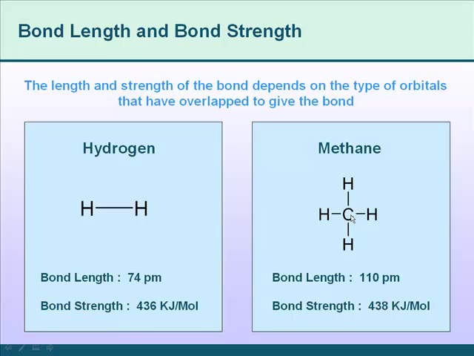Compare that to the bonds in methane. These bonds are between a carbon and a hydrogen, so they'll arise as a result of overlap from the 1s orbital of a hydrogen with a different type of orbital from the carbon. And because you have this overlap of different types of orbital, you get a different bond length and a different bond strength. So there's the first important concept to keep in your mind, that the length and strength and character of any bond depends on the types of orbitals that are overlapping.